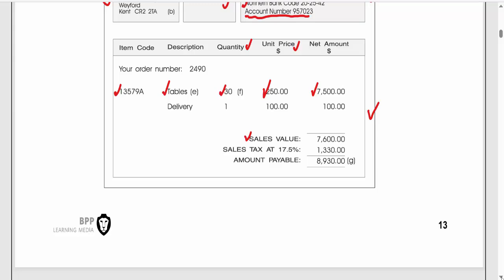Sales tax. The sales tax rate is 17.5%. This sales tax is added to the subtotal, showing compliance with tax requirements. Amount payable. The total amount payable is the sum of the sales value and sales tax. $7,600 plus $1,330 equals $8,930. This is the final amount that Tabletops needs to pay to Chippy's.